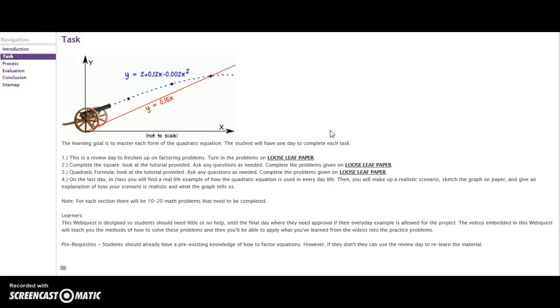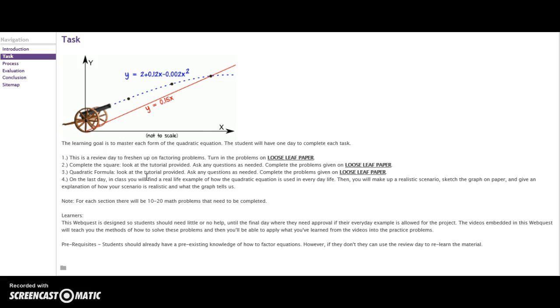Like I said, you can use this day as a review day, or the teacher might have done how to factor equations beforehand, so you could almost just flow into step 2. Step 2 and 3 go hand in hand. It's learning about quadratic equations. So there's completing the square. You will watch a tutorial video. The student could ask any questions that they need to, then they'll complete problems on a piece of paper that they'll turn in the next day. And this is the same for the quadratic formula.